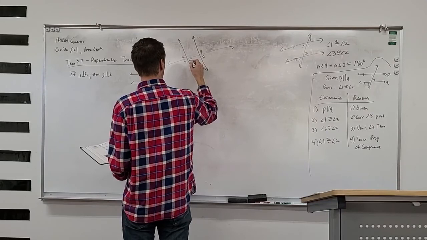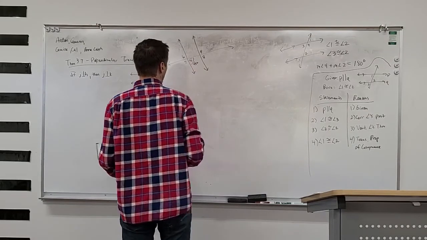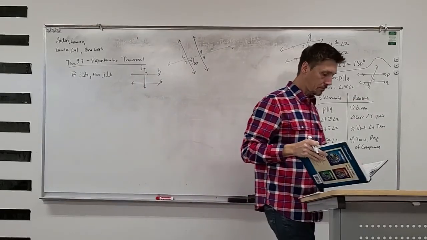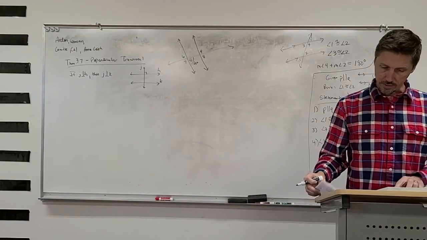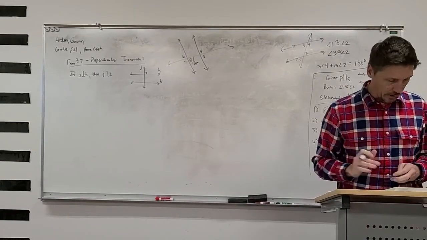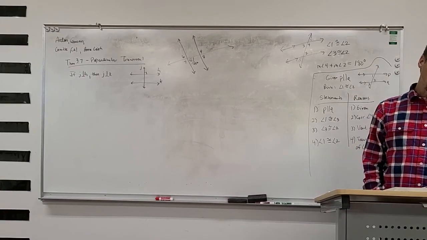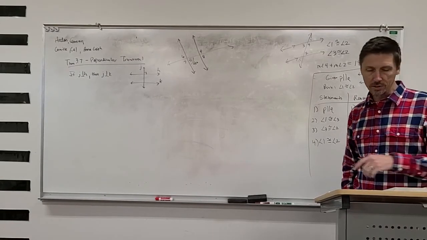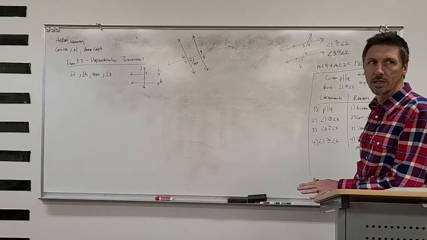So I'm going to label this one here, 65 degrees. I'm going to turn my notes so I can see what I'm looking at. Find each measure, and tell which postulate or theorem you use. So the measure of angle 6. And try to do this without looking at the book, all right?